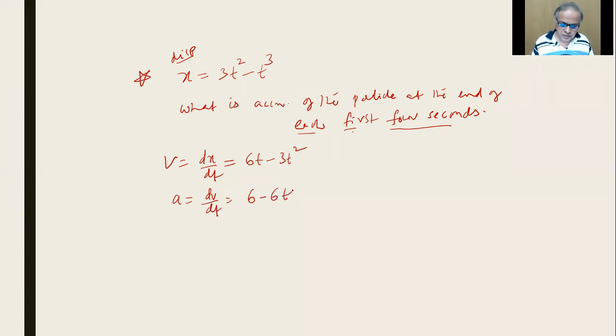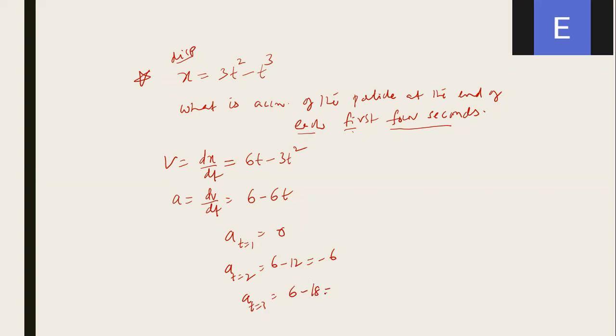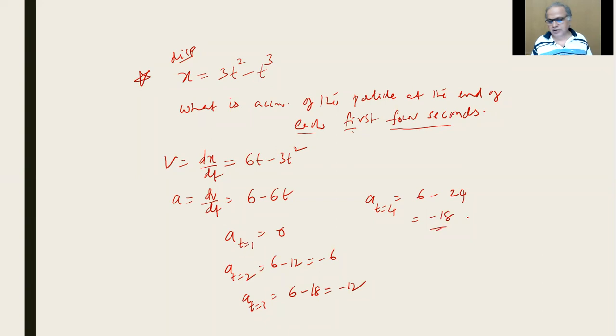So a at the end of 1 second will be what? 0. a at the end of 2 seconds: minus 6 meter per second square. a at t equals 3 seconds: 6 minus 18, minus 12 meter per second square. So a at the end of 4 seconds will be what? 6 minus 24, minus 18. That's what was asked. Done.